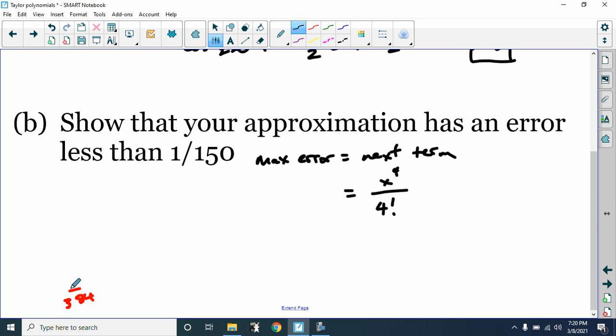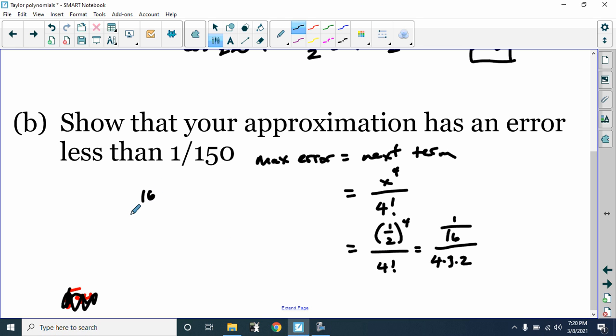So our maximum error is, remember my x value is 1/2. So 1/2 to the 4th over 4 factorial. 1/2 to the 4th is 1/16. 4 factorial would be 4 times 3 times 2 times 1, 24. 16 times 24.